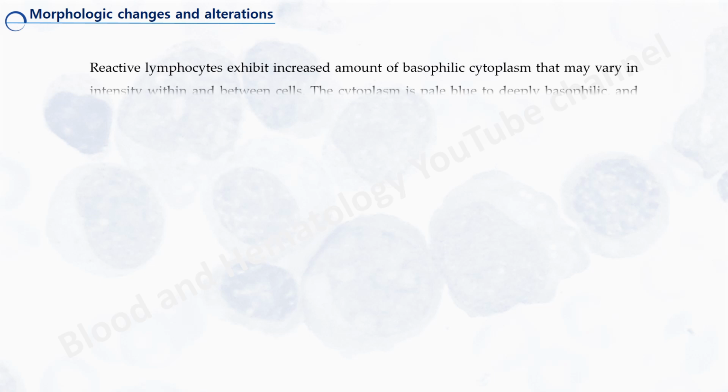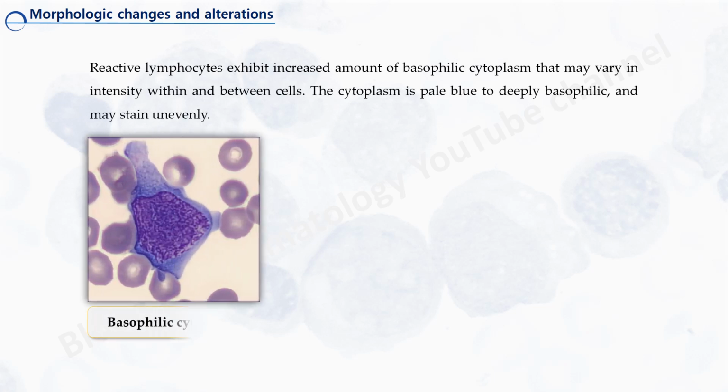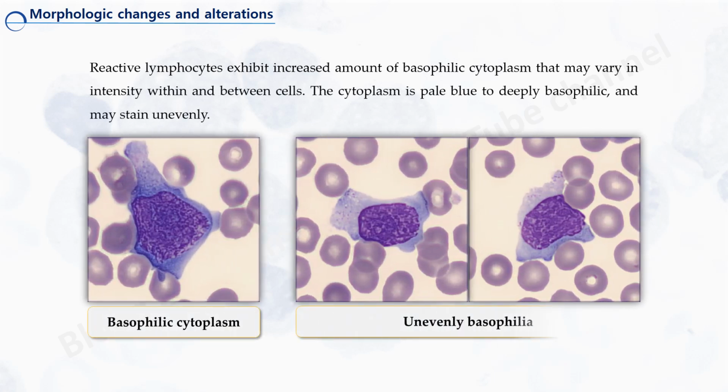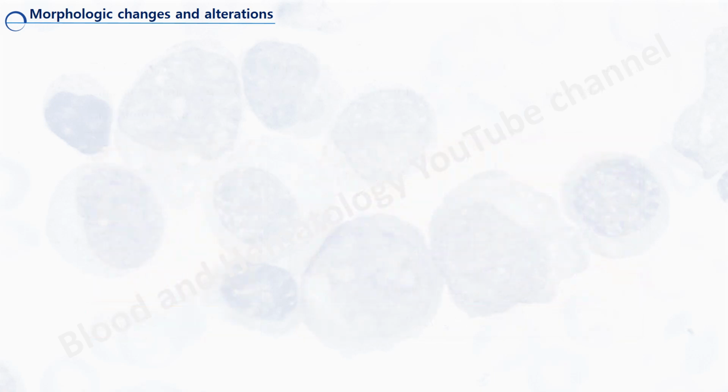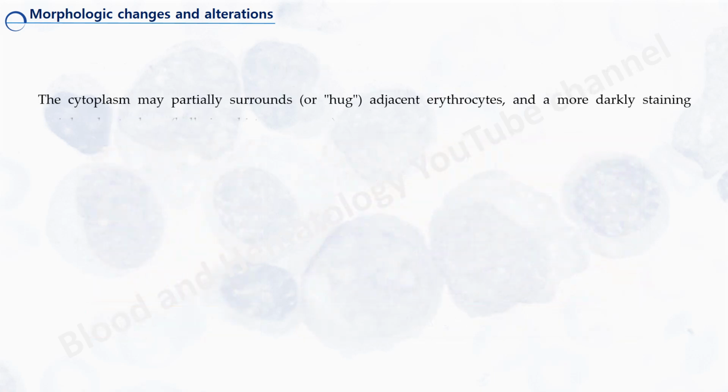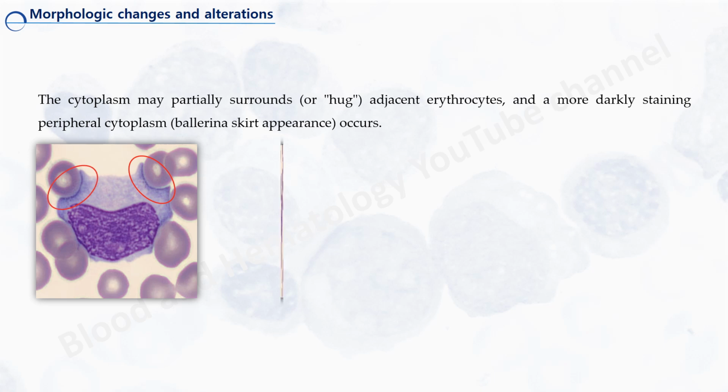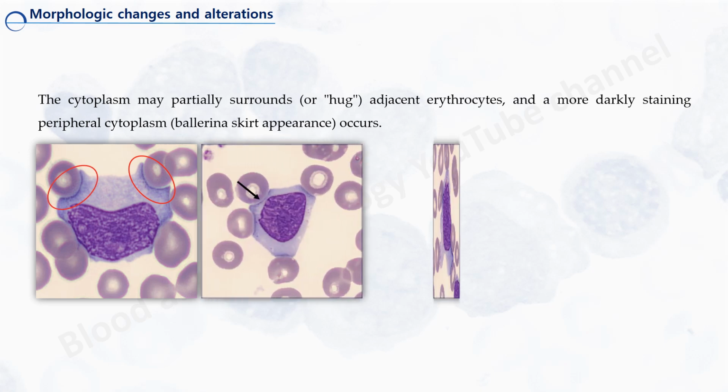Reactive lymphocytes exhibit increased amount of basophilic cytoplasm that may vary in intensity within and between cells. The cytoplasm is pale blue to deeply basophilic and may stain unevenly. The cytoplasm may partially surround adjacent erythrocytes, and a more darkly staining peripheral cytoplasm occurs.